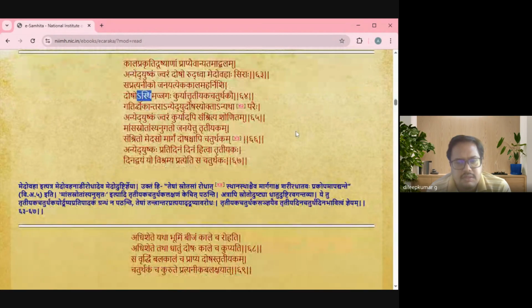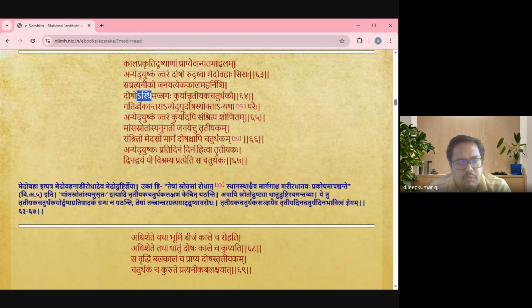So in the first set of involvement, Santata Jwara involves mainly Rasadhatu, Satata involves Raktadhatu plus Mamsadhatu, Anyadushka involves Medo Sira, Trutiyaka involves Asti, Chaturtaka involves Majja. So this is the first level of occurrence.